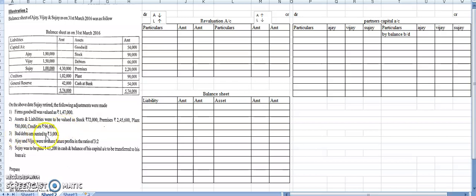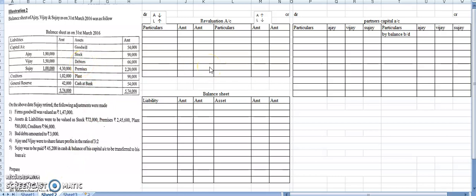Then bad debts amounted to rupees 3,000. Then fourth one, Ajay and Sujay were to share future profits in the ratio of 3:2. Sujay was to be paid rupees 45,000 in cash and the balance of his capital to be transferred to his loan account. Then prepare revaluation account, partners capital account and the balance sheet. So we will start solving.